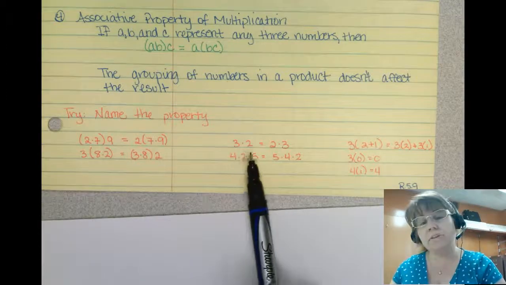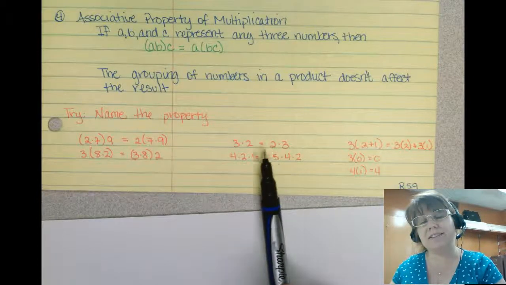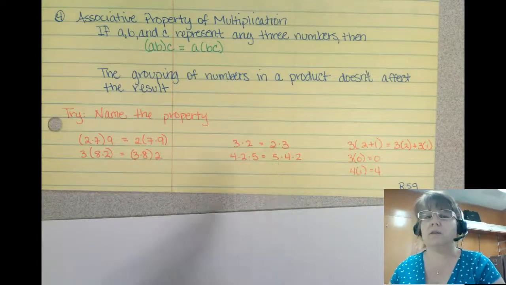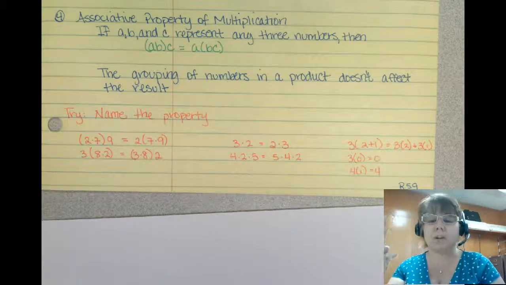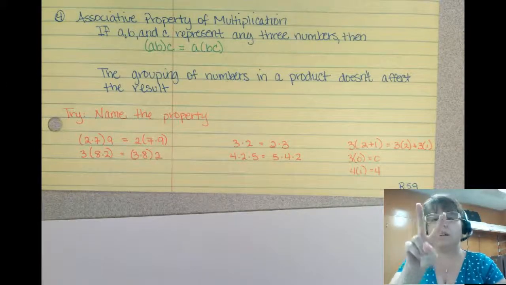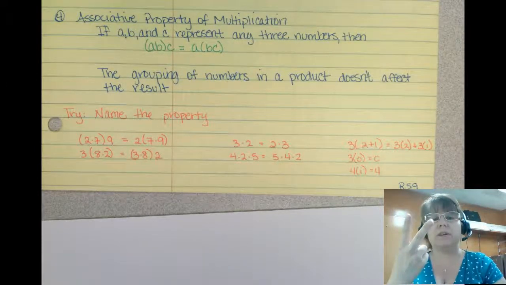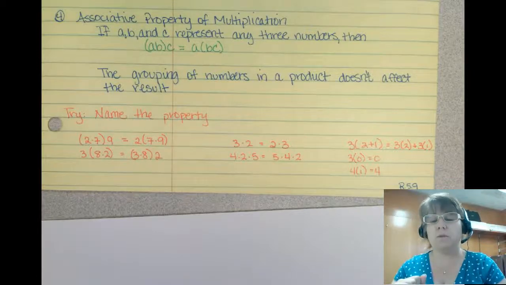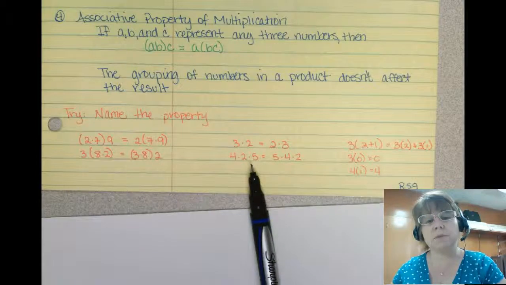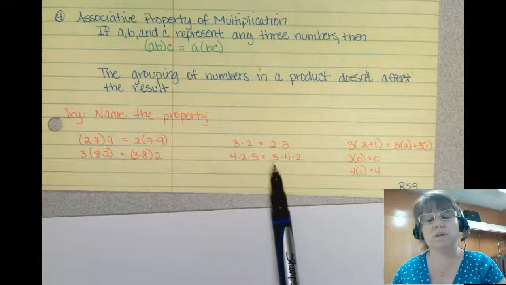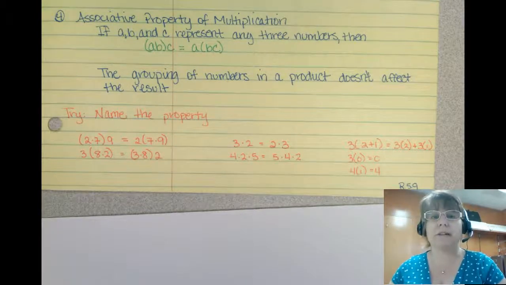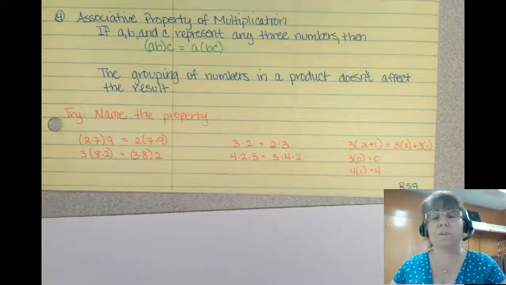What about 3 times 2 equals 2 times 3? Oh, well that's just changing the order. If we're changing the order, we're commuting, we're exchanging. So it's the commutative property of multiplication. Likewise, 4 times 2 times 5 would equal 5 times 4 times 2. Again, the order doesn't matter, it's the commutative property.